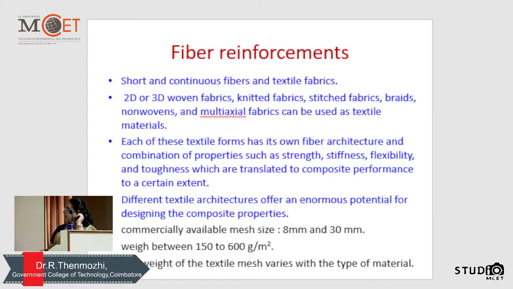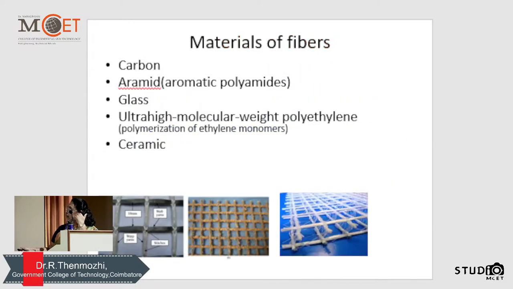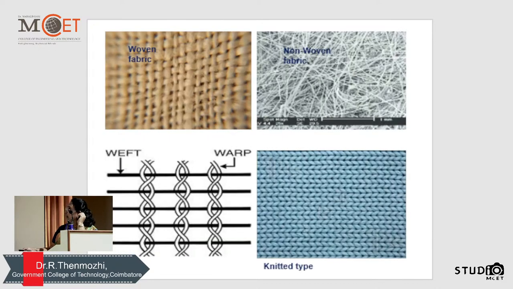And similarly, the details regarding fiber reinforcements are given. These are the fibers. And the materials we normally use are carbon or aramid, glass or ultra high molecular weight polyethylene, and ceramic. And this is another type, a woven matrix or the knitted type, etc.